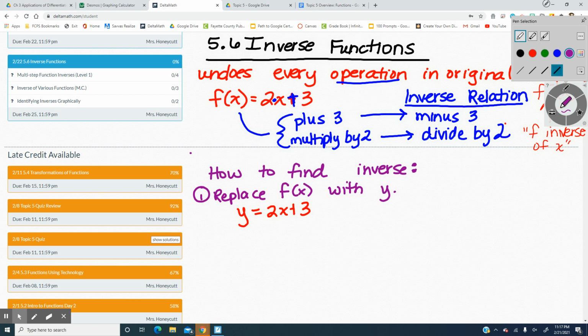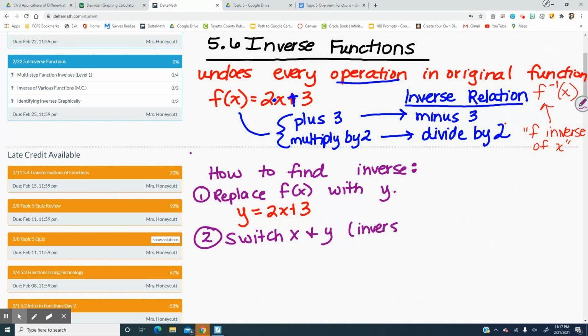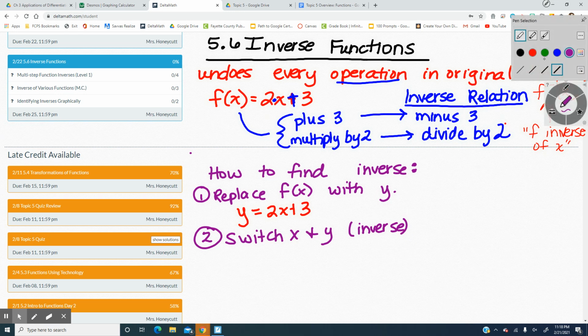Then you're going to switch the x and the y. That's the first time you've actually written the inverse. It's just not solved yet. So you just switch the places. Instead of y equals 2x plus 3, I will have x equals 2y plus 3.